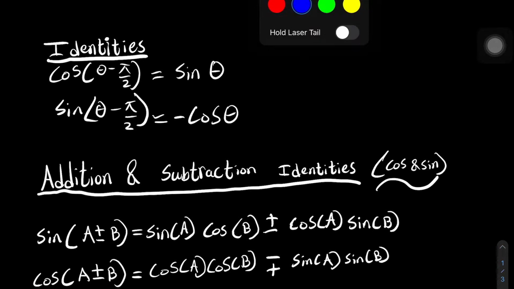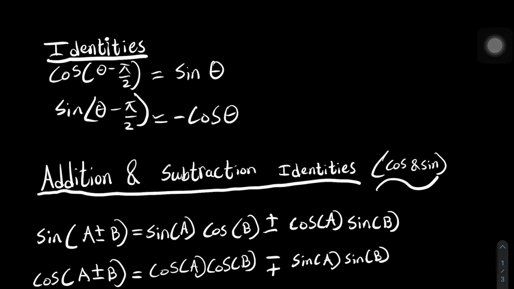Next, we can look at our addition, or sum and difference formulas for cosine and sine. So the first one is the sine sum or difference formula, which is sine of a plus or minus b equals sine of a times cosine of b plus or minus cosine of a sine of b. Next, we go to the cosine sum and difference formula, which says cosine of a plus or minus b equals cosine of a times cosine of b minus or plus sine of a sine of b.